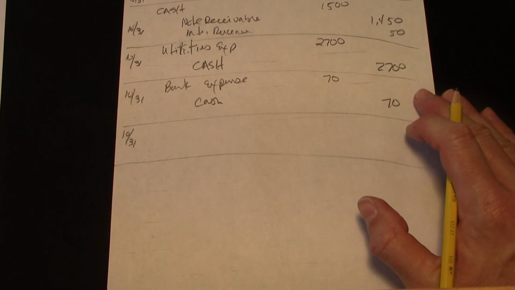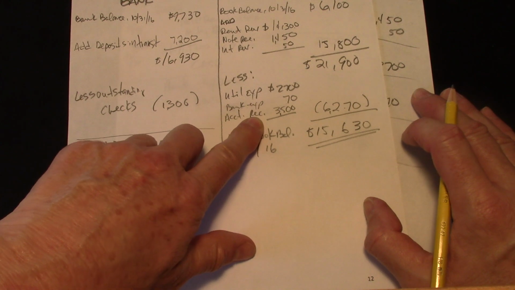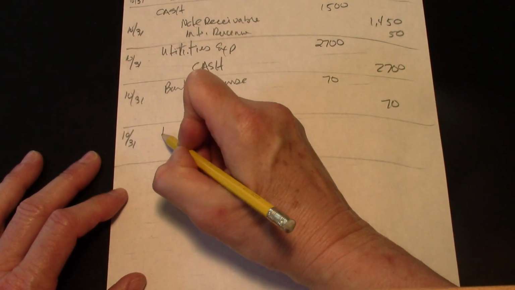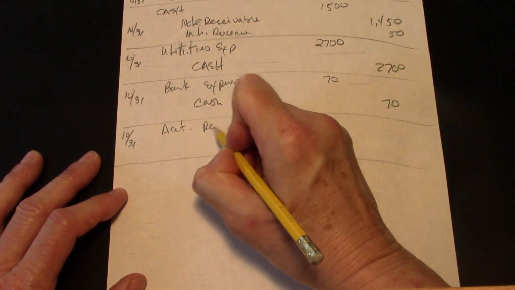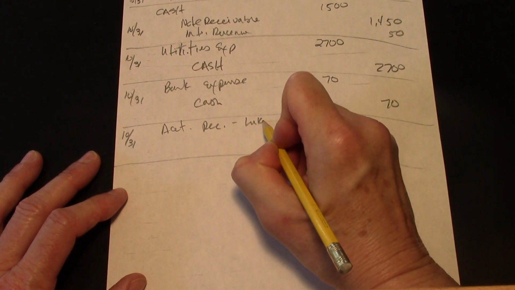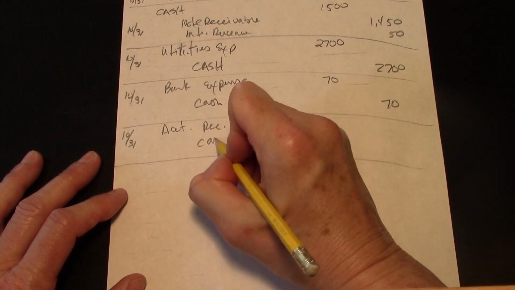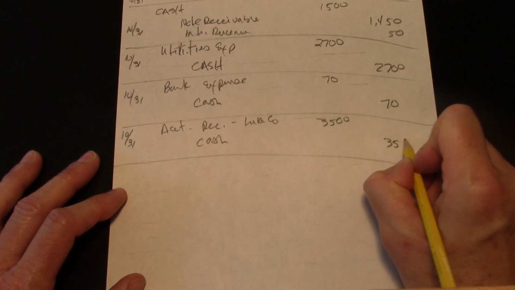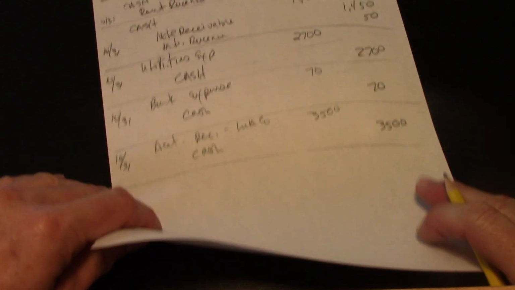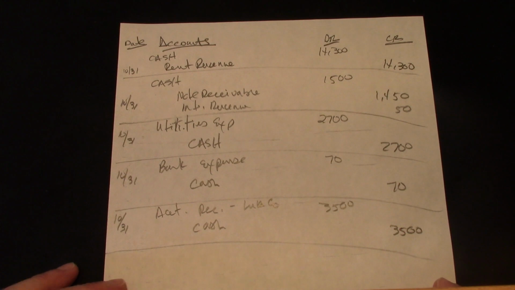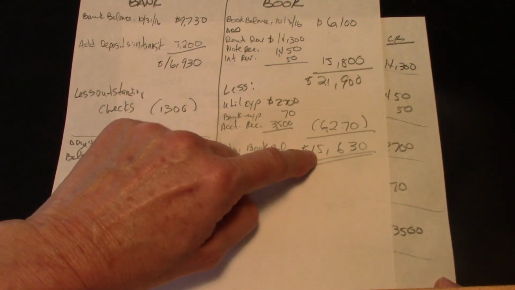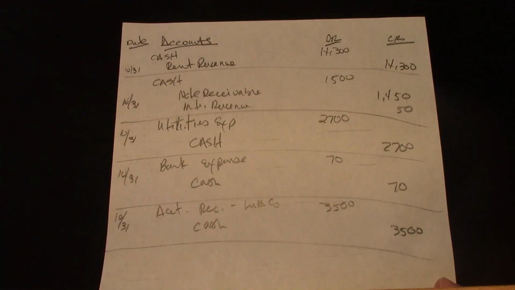All right, and the NSF, account receivable, hopefully we receive it. We're going to call them and ask for it. Account receivable, you might even put the name of the company so you remember. And of course they took out the cash, $3,500. All right, and so there are your adjusting entries. So now your cash balance will be changed to the adjusted one because you did these debits and credits to cash.